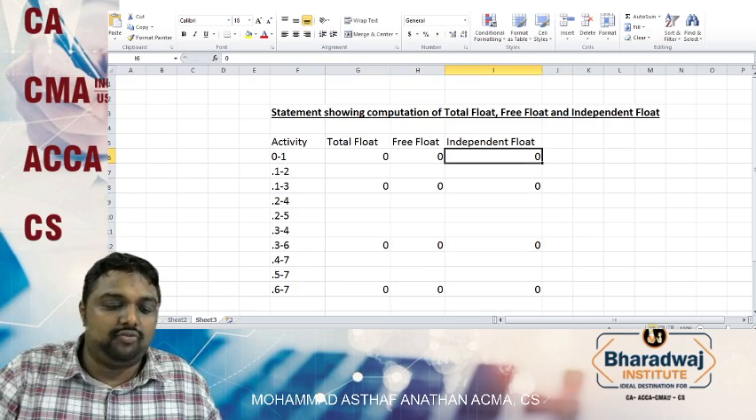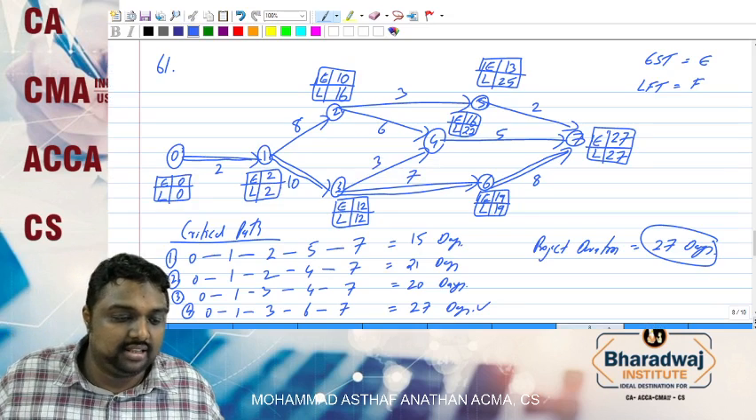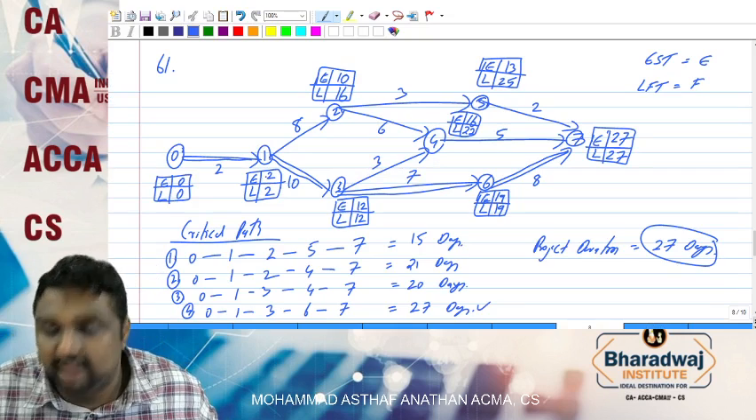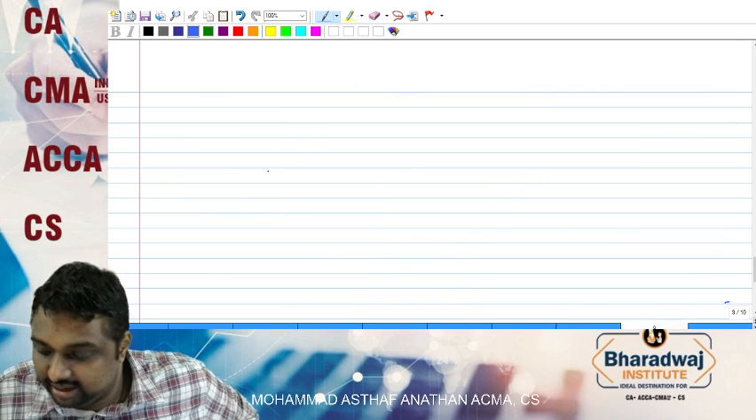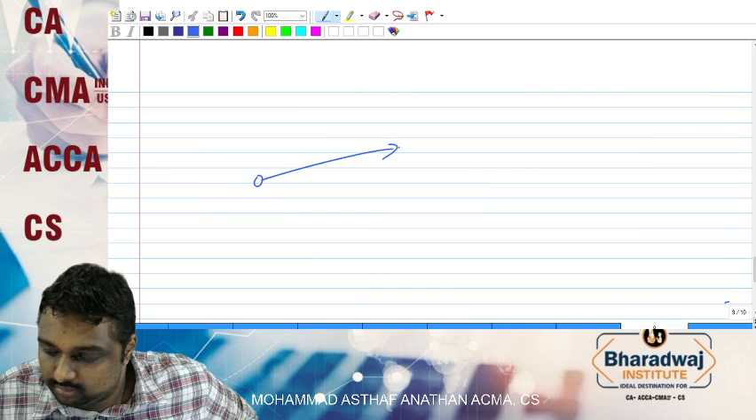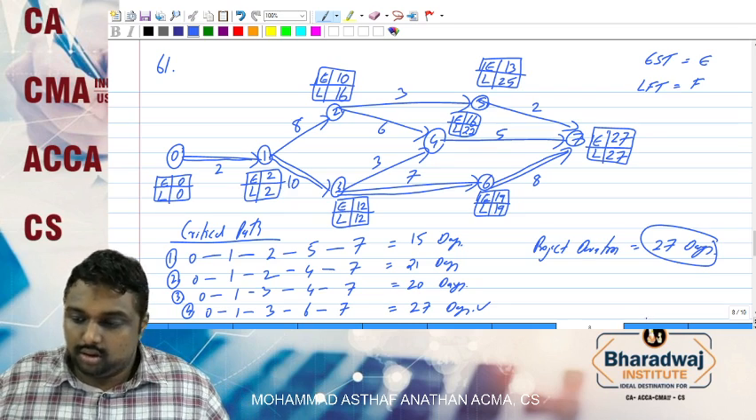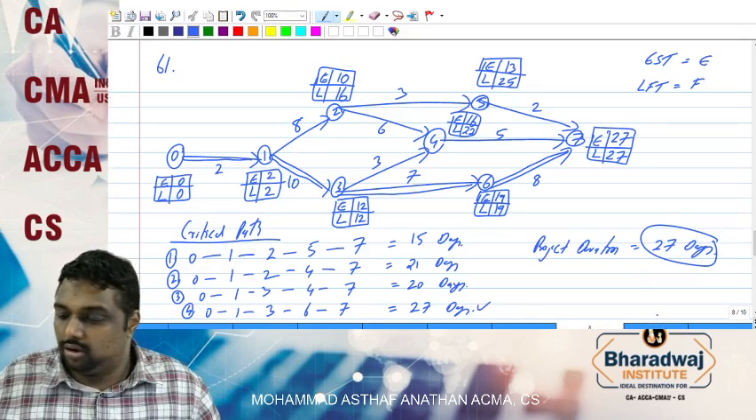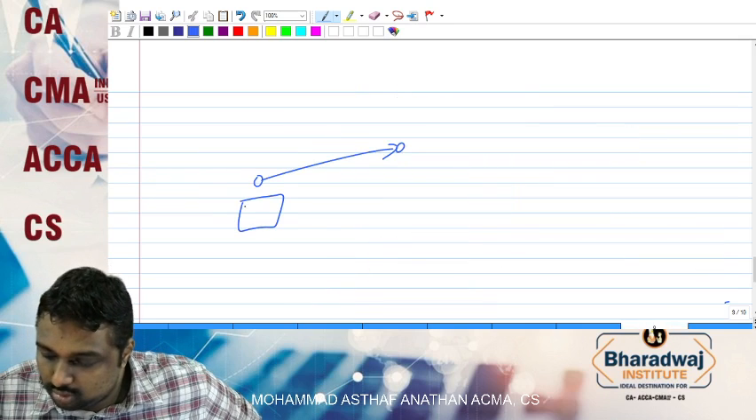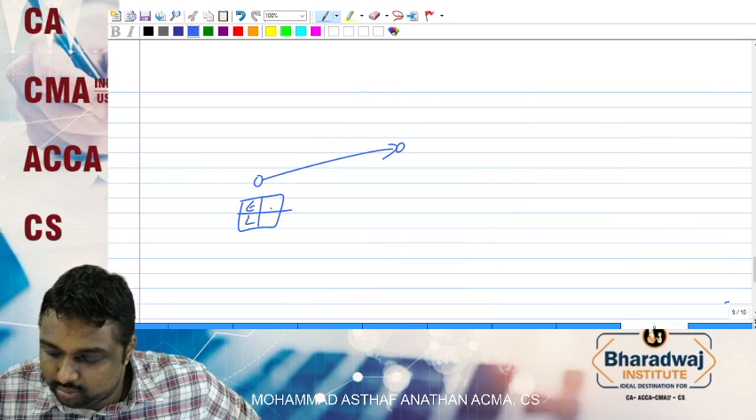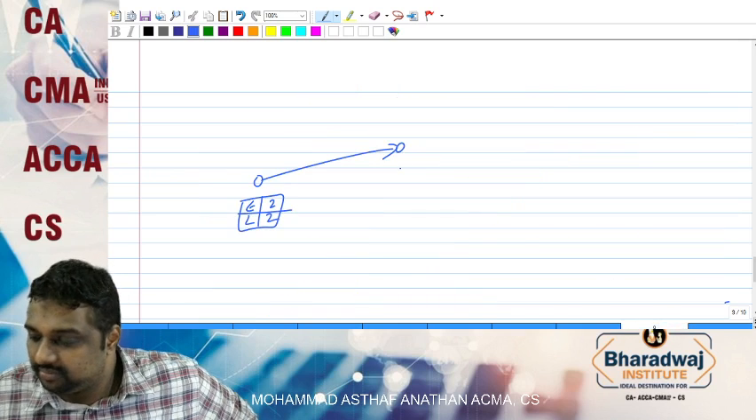Now what is total float? I will tell you. Total float is nothing but, see my dear friends, this is the E value and L value of one activity. We will take any one, we will take 1 to 2. Here we have E value and L value, 2 and 2. Here we have 10 and 16.